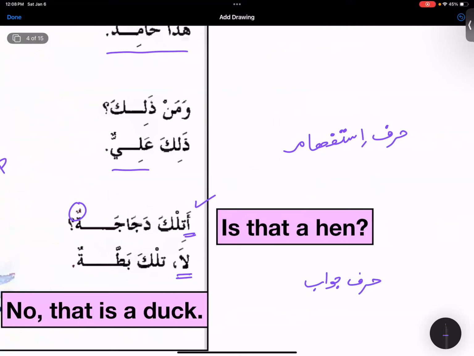And I think in previous lessons we learned la and na'am, right? So la is for nafi and na'am is for isbat, like we are saying yes, na'am. So they are harfu jawab. Now they are harf, they are not ism.